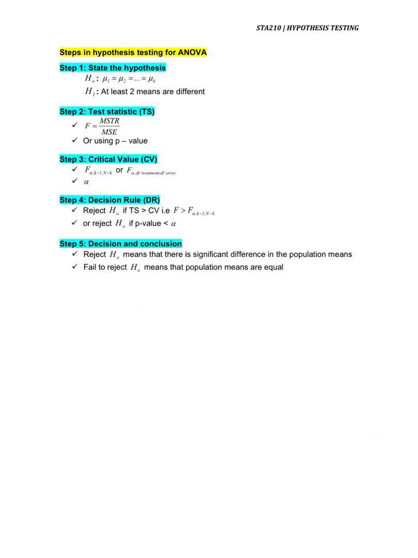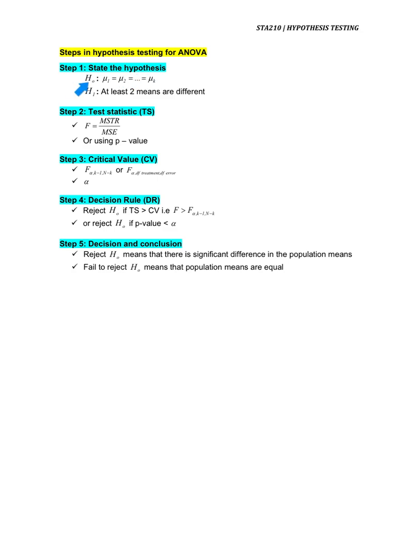Okay, now let's take a look into the steps in hypothesis testing for analysis of variance. So again, the steps are still the same. It involves the 5 steps. Okay, the first step is state the hypothesis.